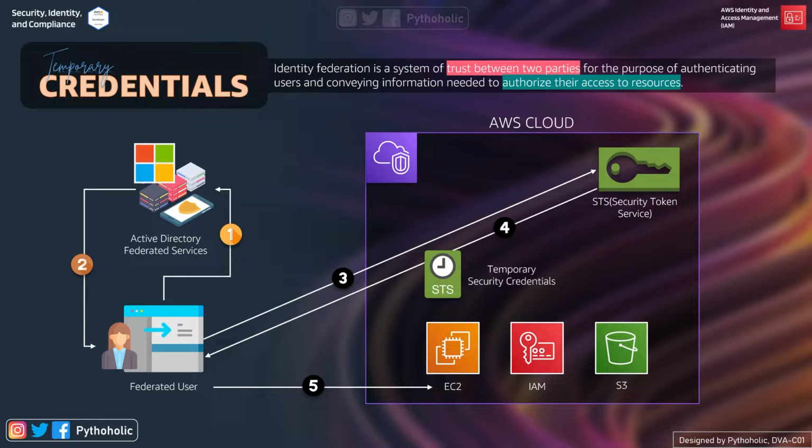So based on the federated user or the federated login that you have, you create an assertion, and based on that assertion, you send the request to the STS, security token service, and after the handshake is done, you send the temporary security credentials back to the federated user, and based on that trust that has been formed, he or she is allowed access to the AWS resources.